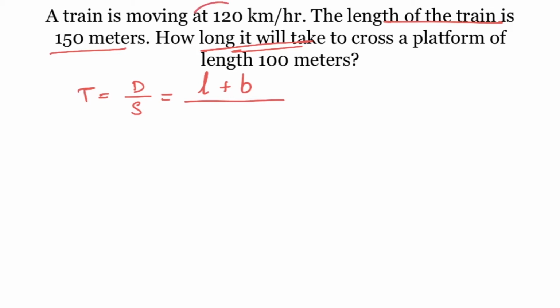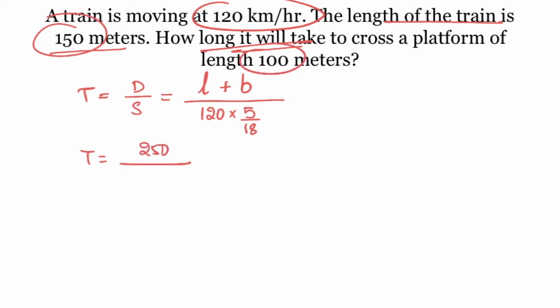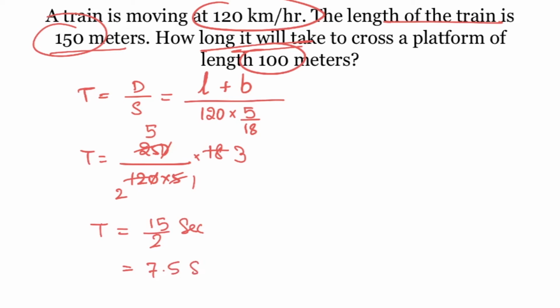Speed of train is 120 kmph into 5 by 18 to convert into meters per second. So time taken is distance, length of train 150, length of platform 100, together 250 divided by 120 into 5 by 18. 0 0 cancel, 6 2 times, 6 3 times, 5 ones 5, 5 5 times. Time is equal to 5 into 3, 15 by 2 seconds, or 7.5 seconds.